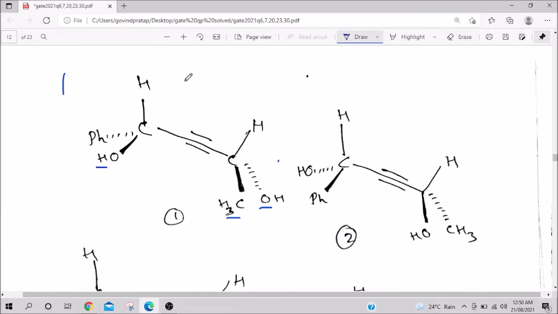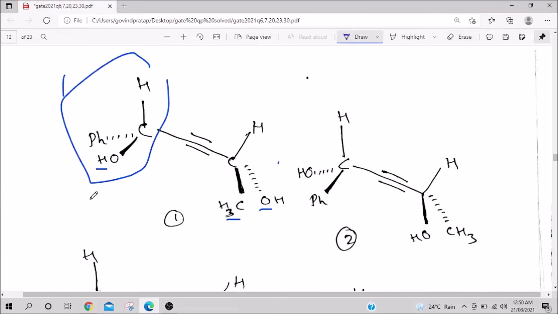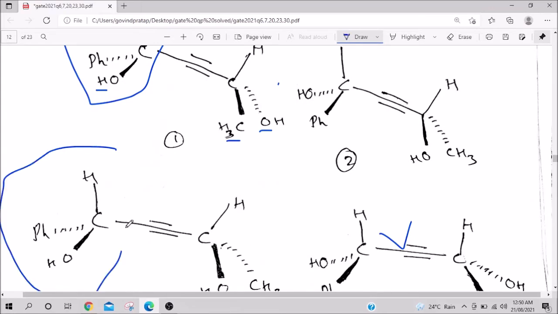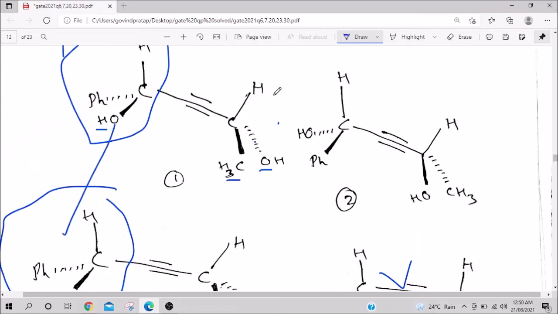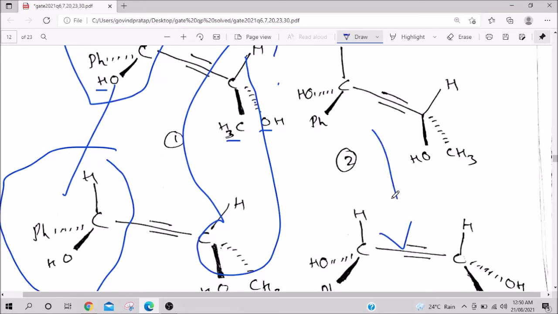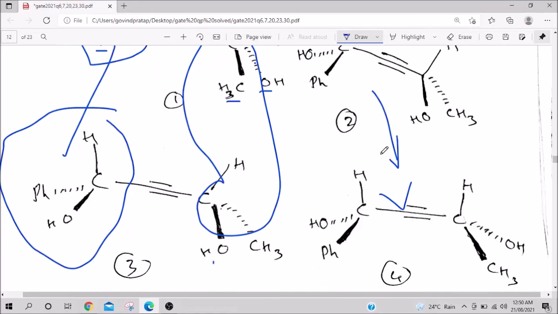See, what I have done is this part I left as it is, correct? This part I have left as it is. But here I flipped, here OH was behind, I have put OH front, CH3 behind. So this part is superimposable, this part is a mirror image. So overall neither superimposable nor a mirror image. And this part I have done the same operation with, one part I left intact, the other part I have changed. Now these two are mirror images.